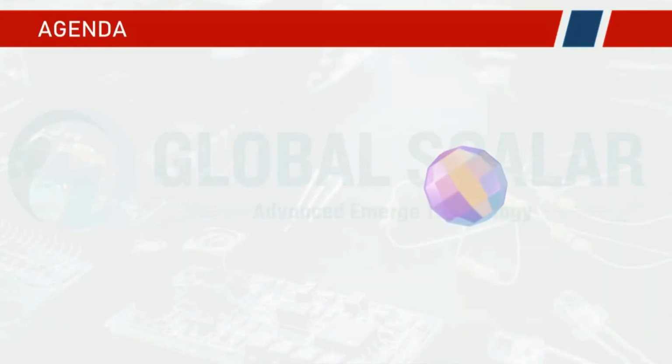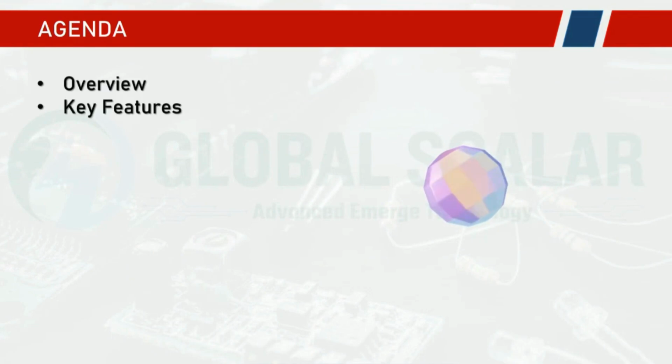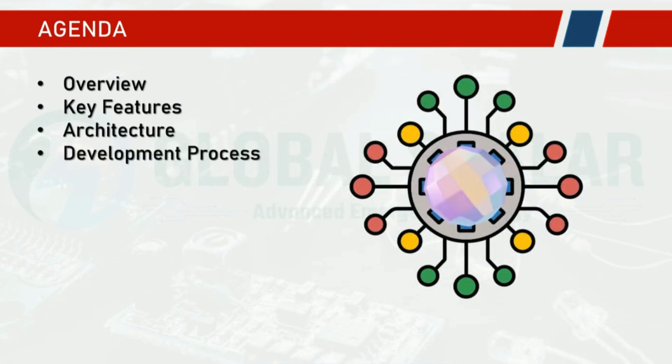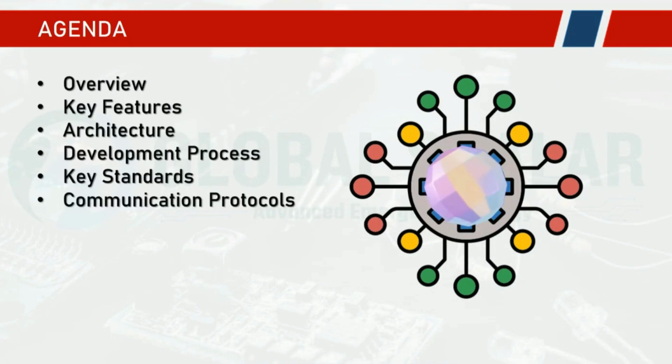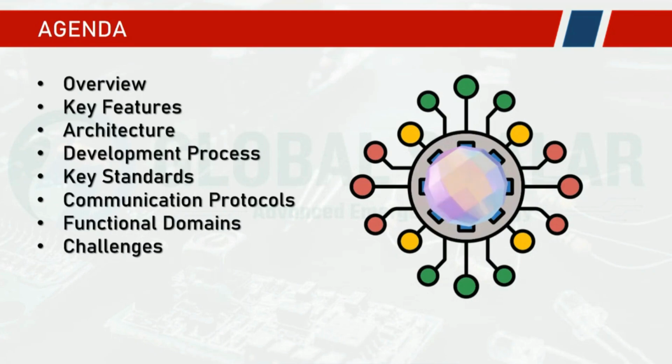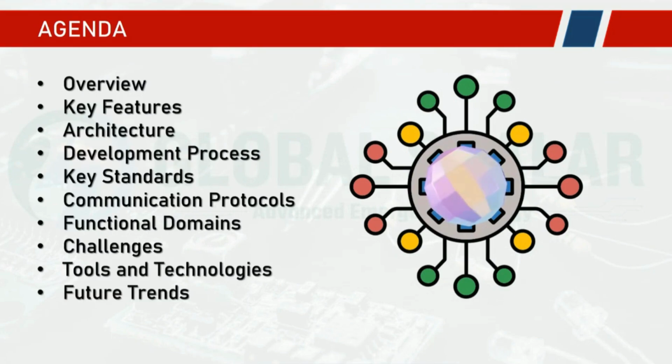The agenda to understand automotive embedded software: the overview, key features, architectures, and development process, what is involved, and the key standards, communication protocols, function domains, and challenges, and tools and technologies, and what are the future trends that can be developed.